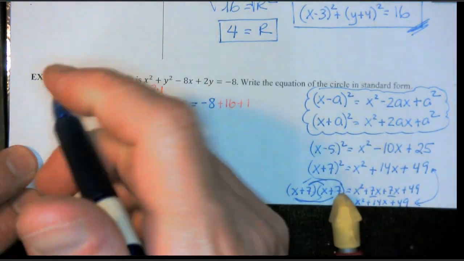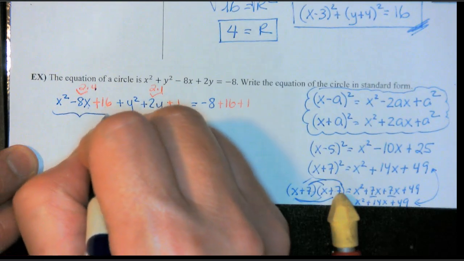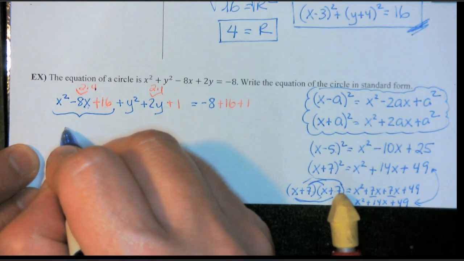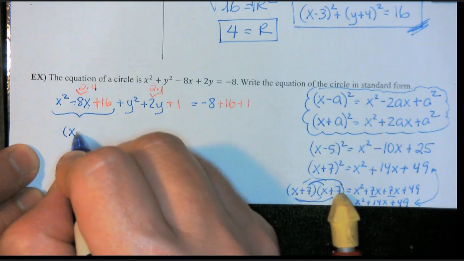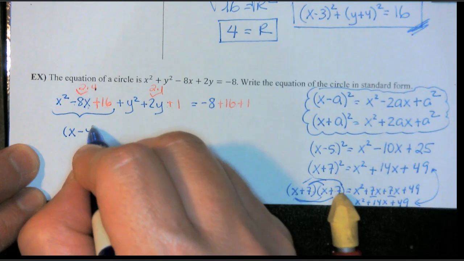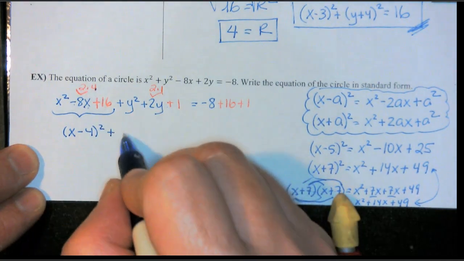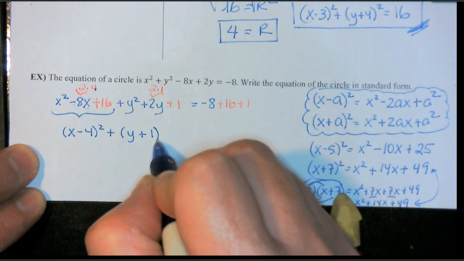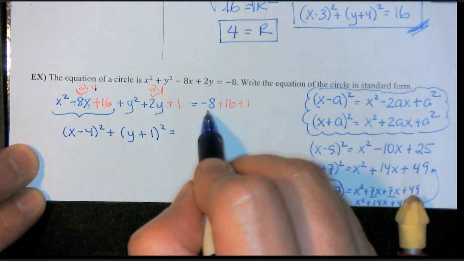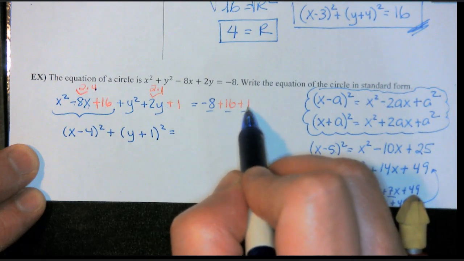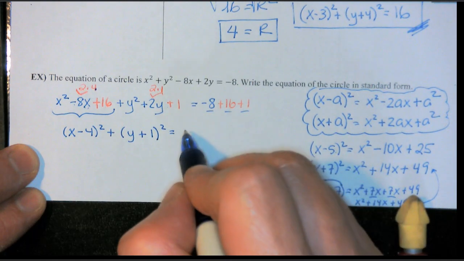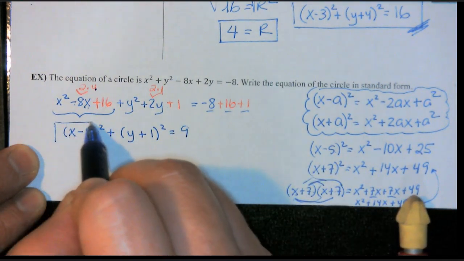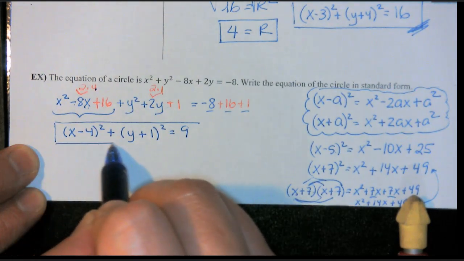Now, why is this important? Because I completed the square, so I can write this as x minus, the magic number is 4, squared, plus y plus, the magic number is 1, squared. Then I combine these numbers here: 16 plus 1 is 17, minus 8 is 9. So there we go. This is the equation of the circle in standard form.